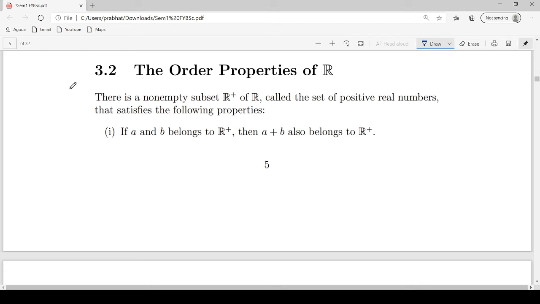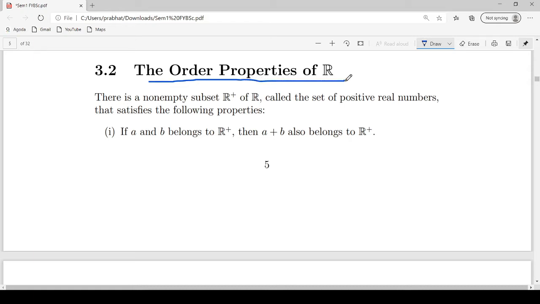Hello friends, in our first video of real numbers, we have seen the algebraic properties of real numbers, and then based on the algebraic properties, we deduce some more properties of real numbers. Let's start our video with the order properties of our set of real numbers R.